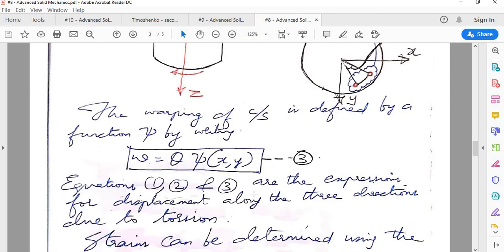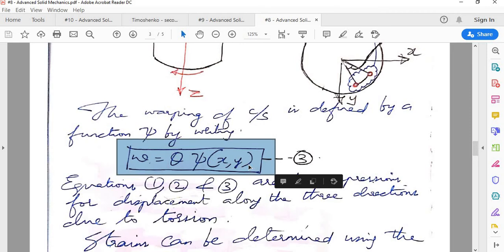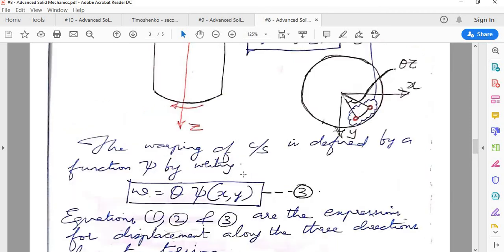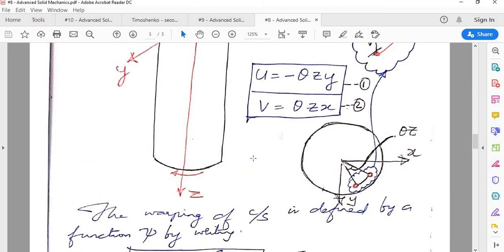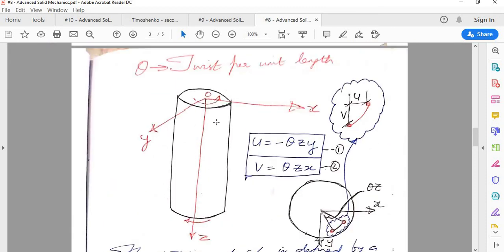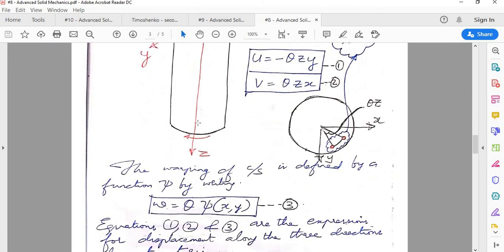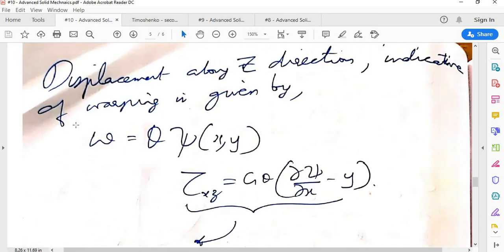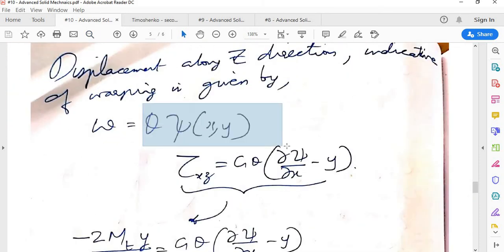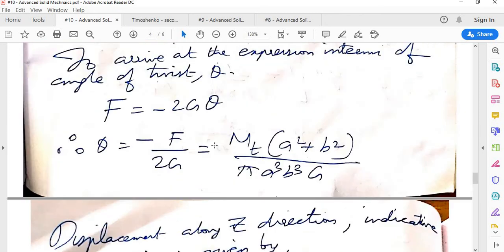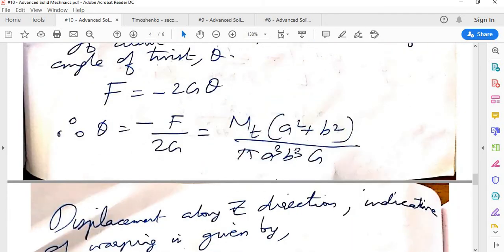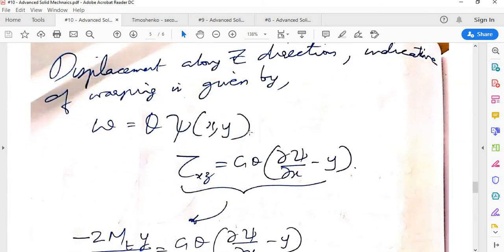Now let us calculate the out of plane deformation, which is a manifestation of warping. You have the body twisting like this. What is the out of plane deformation, or deformation along the z direction, which is a result of warping? The expression for W is theta phi xy. Theta we already determined. Now what is phi xy?